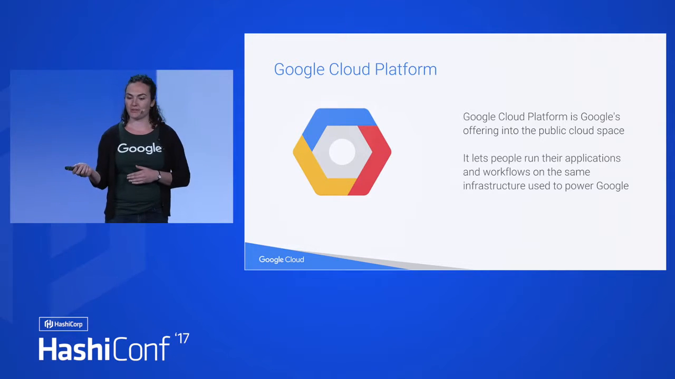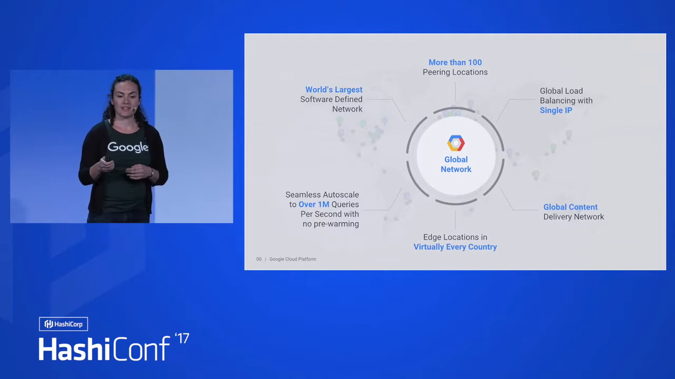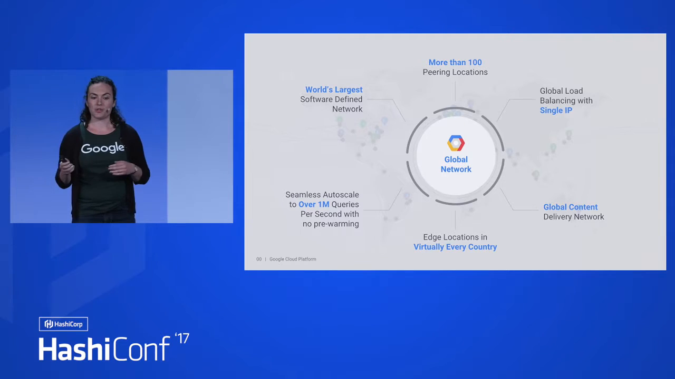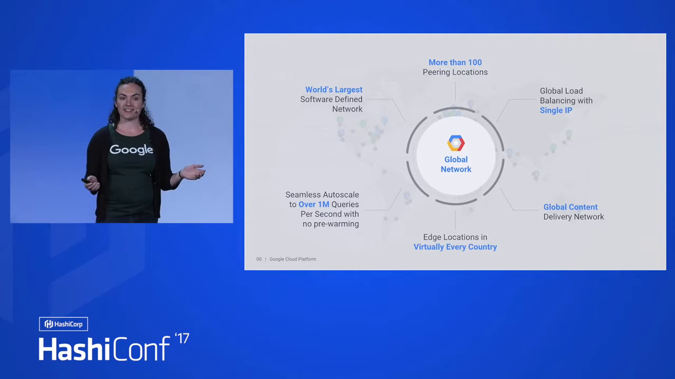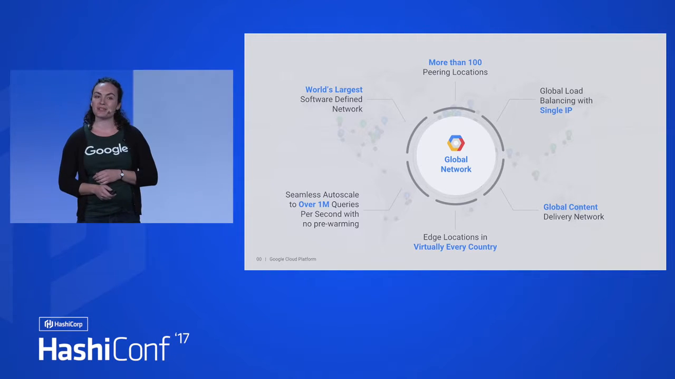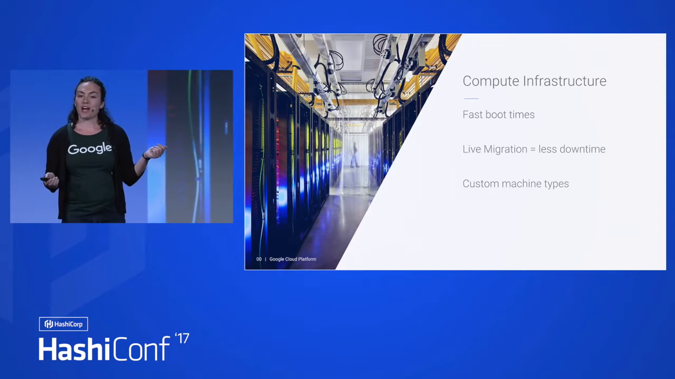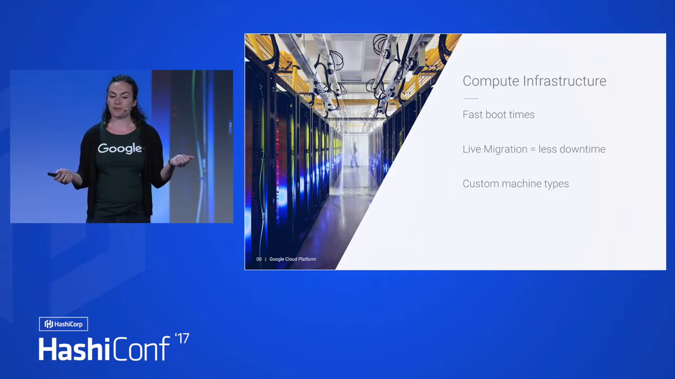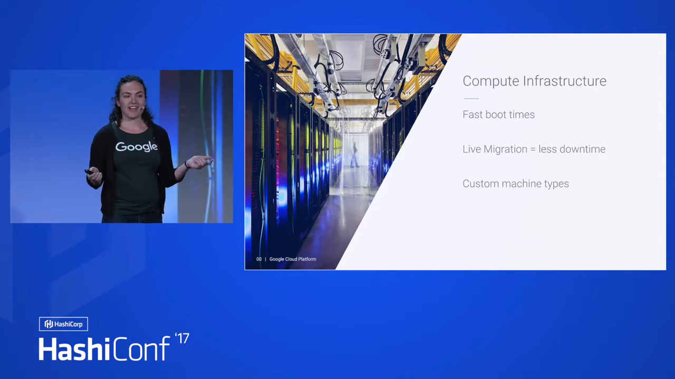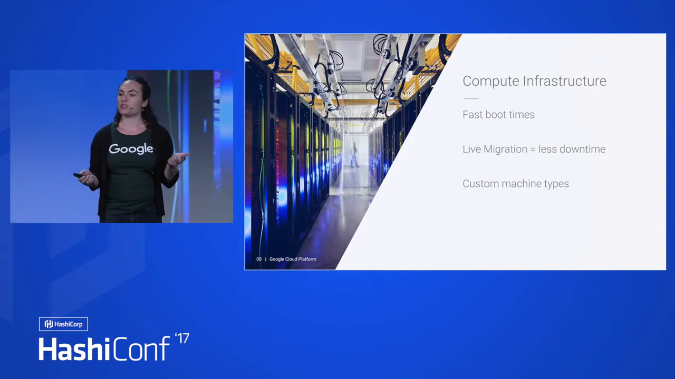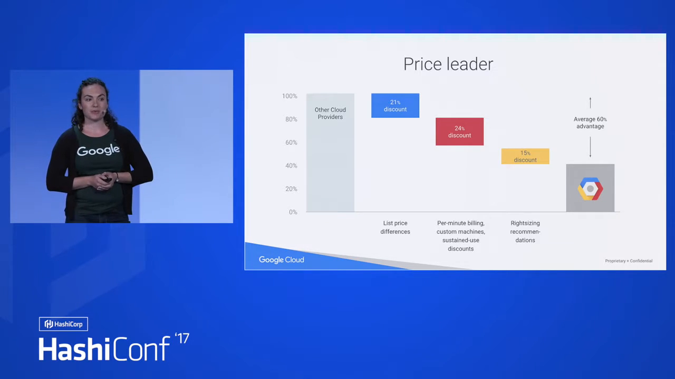And so I'm just going to quickly breeze through a few features of GCP that set it apart from the other cloud providers. So we have the largest network, which runs on our own private fiber, with global load balancing and scaling that can scale to over 1 million queries per second with no pre-warming, just pretty much instantly. We have really good compute infrastructure with fast boot times, live migration, so you have less downtime. It's super reliable. And we let you put in custom machine types, so you can customize it to whatever needs you want. We're also really cost-effective.